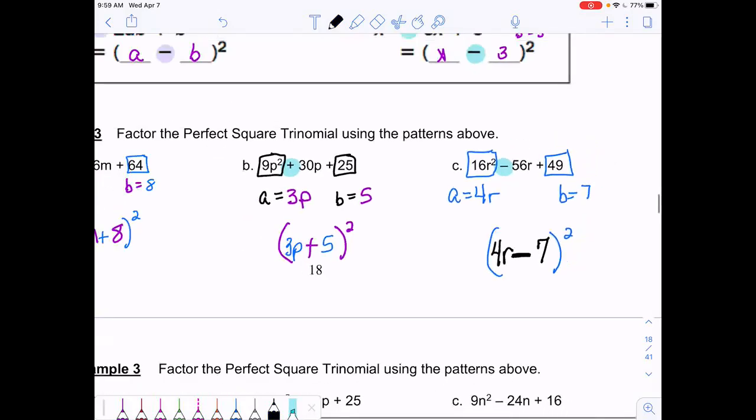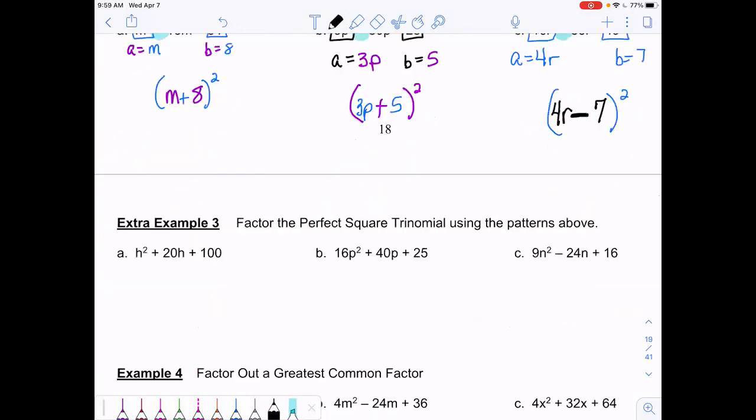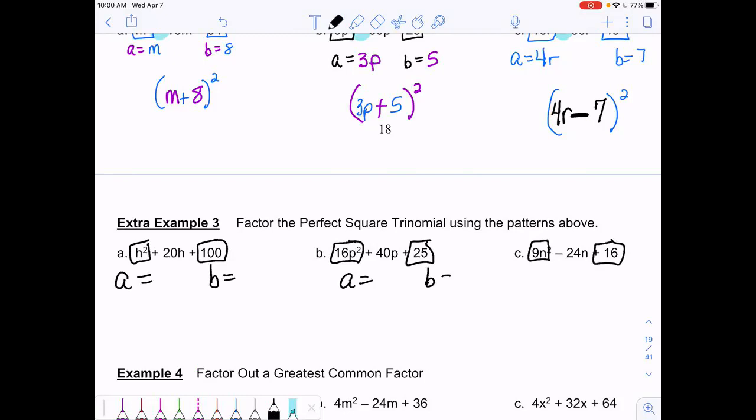All right, so the last group of problems, we're going to do these quick, extra example 3, and then we're going to look at what happens if there's a GCF. If you look at the next page, we'll quickly factor these. Looking at A, B, and C, see if you can quickly factor them. This is shortcut factoring. You're focused on the first and the last number in each one of these. So A and B.